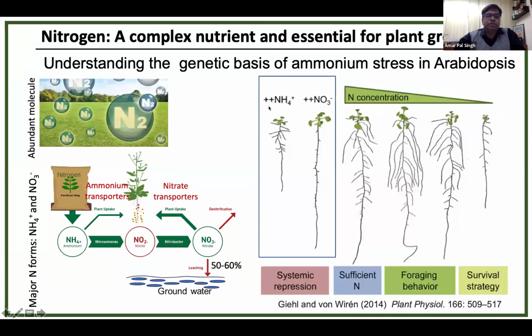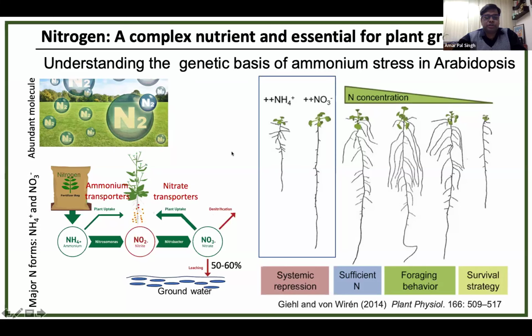Nitrogen is a complex nutrient and essential for plant growth. Today, I will mostly be discussing the genetic basis of how ammonium stress regulates root growth and development. Nitrogen is one of the most abundant molecules in the atmosphere, but plants are unable to take it up. The major inorganic nitrogen forms, nitrate and ammonium, are taken up by plants with high and low affinity nitrate and ammonium transporters. Ammonium is converted to nitrite and then ultimately nitrate, and plants take it up via nitrate transporters.